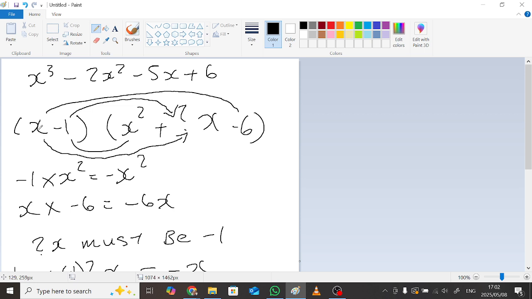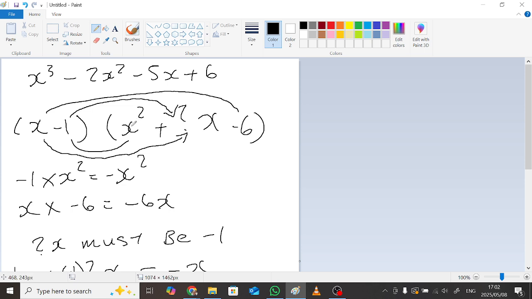So we multiply this x by -6, that gives us -6x. Then -1 times x squared, that gives us -x squared. Just remember, these factors must be multiplied by each one of the terms. So this is multiplied by this, by this, by this. This one must be multiplied by this, by this, by this. Okay.